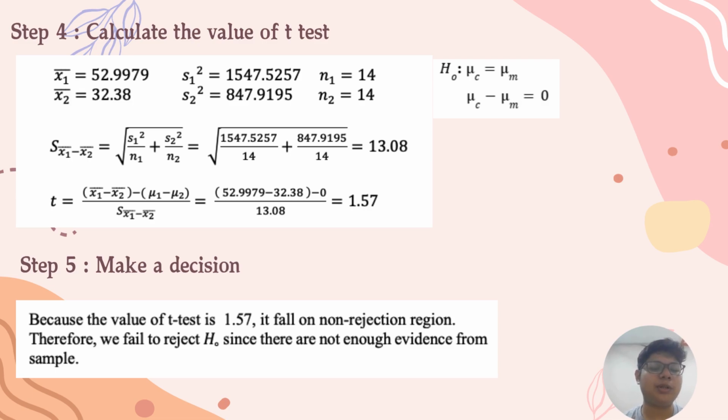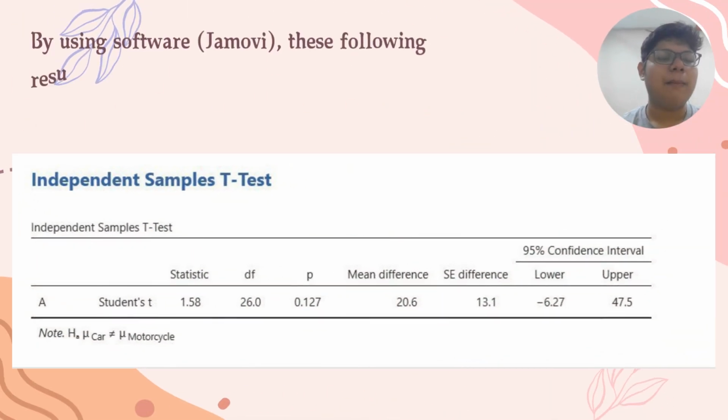and we will get 30.08. And then we substitute all our information into the formula of t, which is x1 bar minus x2 bar minus mu1 minus mu2, which is mu car minus mu motorcycle, over S x1 bar minus x2 bar. The final answer will be 1.57. And step 5, we make a decision. Because the value of the t test is 1.57, it falls in the non-rejection region. Therefore, we fail to reject H null since there is not enough evidence from the sample. By using software like Jamovi, we get the result.